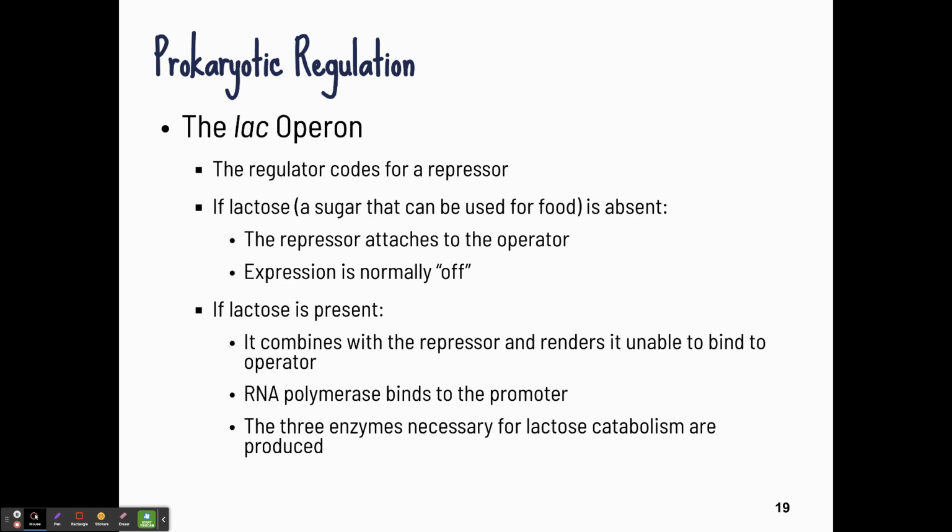All right, here's the same thing, another repetition. So the lac operon, like we said, the regulator codes for the repressor. If lactose is absent, the repressor attaches to the operator and the expression is normally off. So I'm not drinking milk, I don't have any lactose, so my gene is turned off. When lactose is present, it's going to combine with the repressor, and then it renders it unable to bind to the operator. RNA polymerase then binds to the promoter, and the enzymes necessary for lactose catabolism are produced, meaning we make lactase.